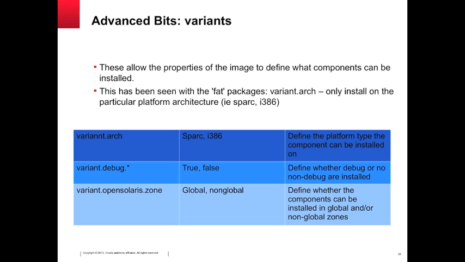So, some advanced bits. Variants. We spoke earlier about architecture, so we've got SPARC and x86, which obviously defines that this file is for SPARC or this file is for x86, whatever. But we also have other ones called variant.debug. What you might not know is when we build Solaris, we build a debug version and a non-debug version. The debug version has got lots of symbol stuff in it, extra code in it.